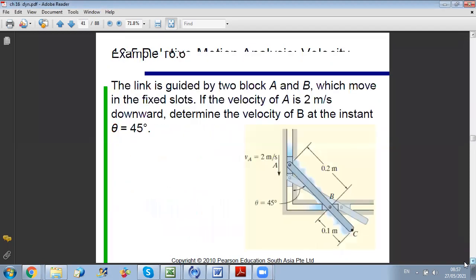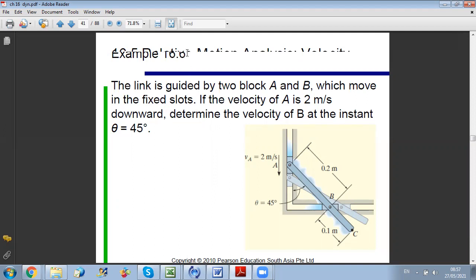Let us do some practice to see how we apply the vectorial relation in case of general motion. The following link is guided by two blocks A and B, which move in the fixed slots. If the velocity of A is 2 meters per second downward, determine the velocity of B at the instant when theta is equal to 45 degrees.